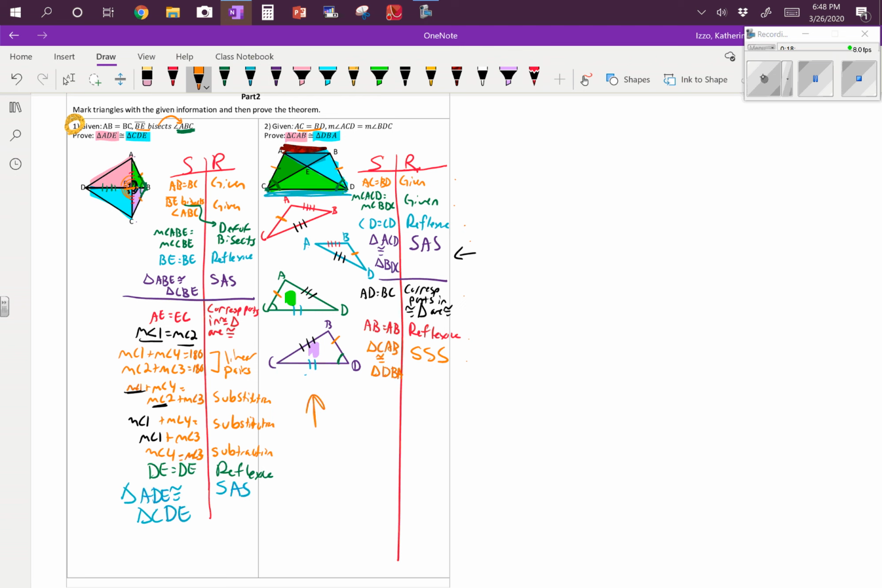So you have to be very careful with these CPCTC, these congruent parts and congruent triangles are congruent problems, because sometimes they get very muddled in trying to figure out which triangle is which and which triangle we are trying to prove and how we're trying to prove those triangles.